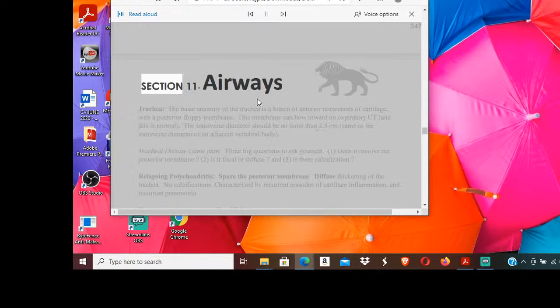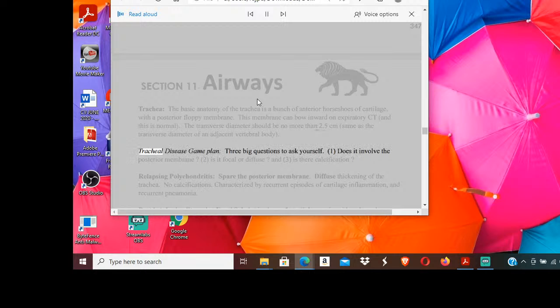347. Section 11, Airways. Trachea. The basic anatomy of the trachea is a bunch of anterior horseshoes of cartilage with a posterior floppy membrane. This membrane can bow inward on expiratory CT, and this is normal. The transverse diameter should be no more than 2.5 centimeters, same as the transverse diameter of an adjacent vertebral body.